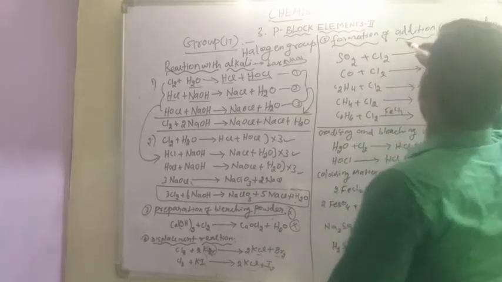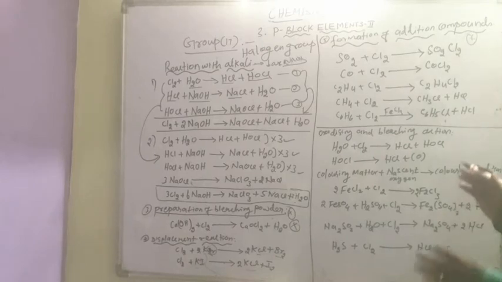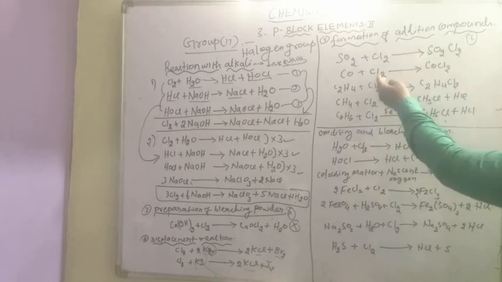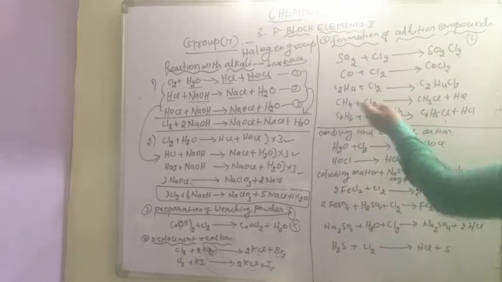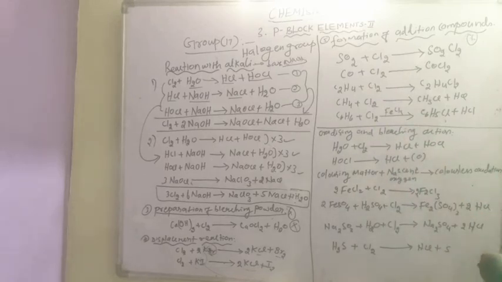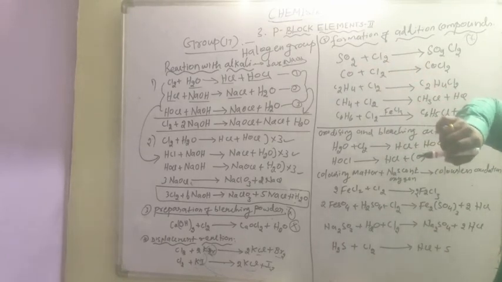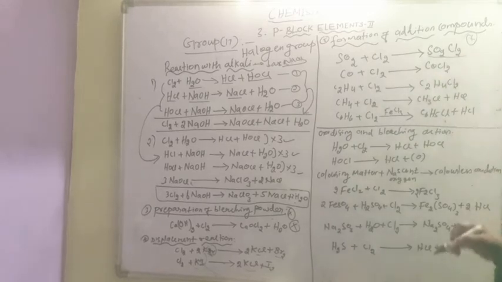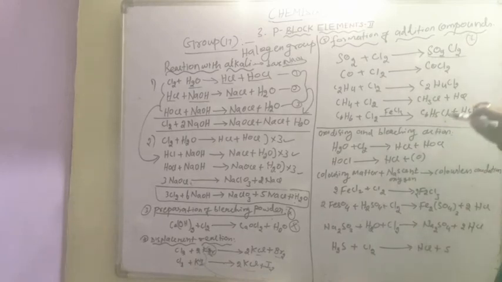And then next, formation of addition compounds. That means we add chlorine to SO2, carbon monoxide, C2H4, methane, and C6H6, and see what happens. Cl2 adds to SO2, sulfur dioxide, to form the compound SO2Cl2, sulfuryl chloride.